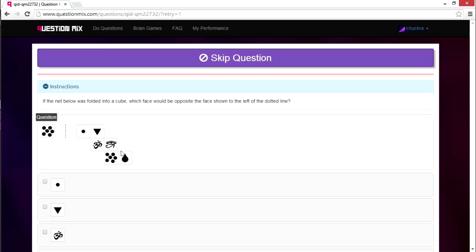So that basically narrows it down. So now you're looking, it's got to be one of these two. So then you should be able to work it out with no problems.